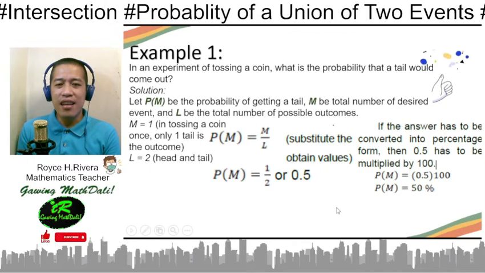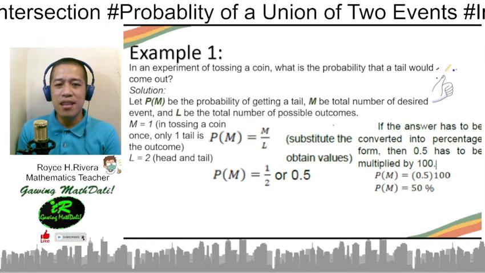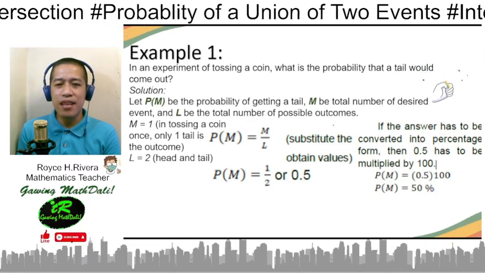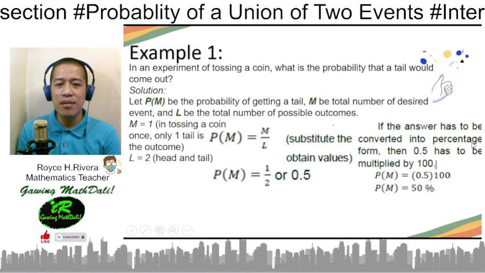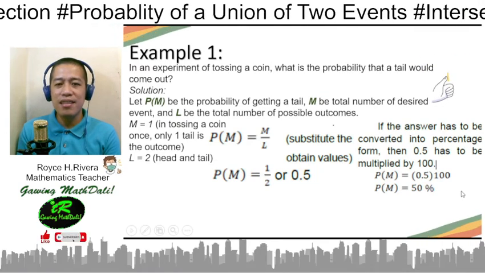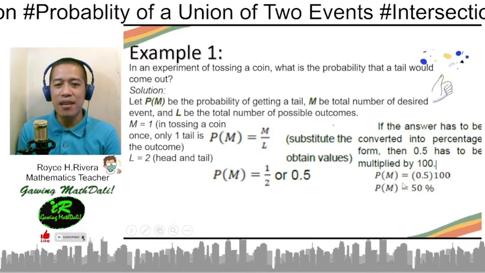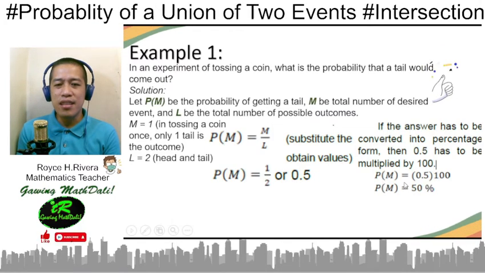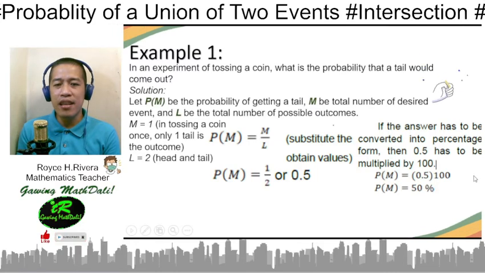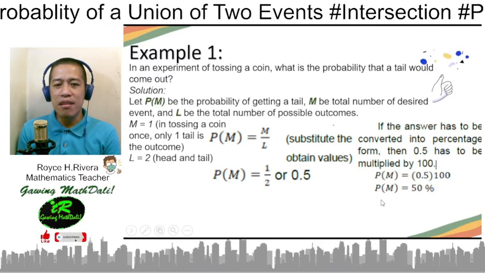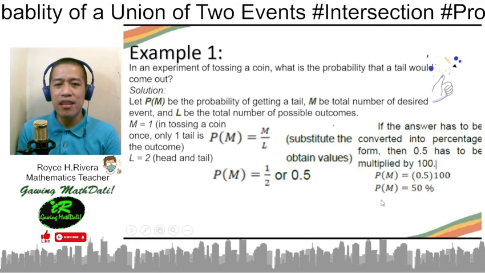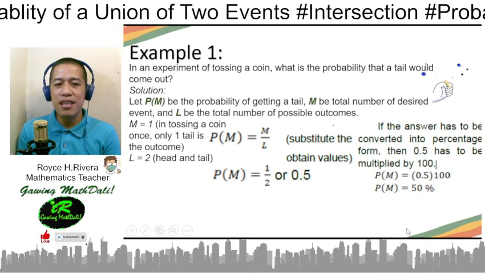If the answer has to be converted to percentage form, then 0.5 has to be multiplied by 100. Then we will have P of M is equal to 0.5 times 100. So P of M, the probability of getting a tail, is 50%.